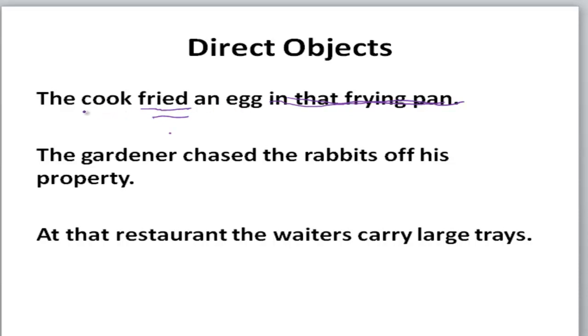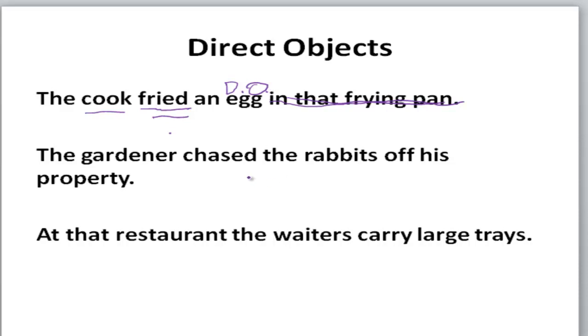So let's go over here to cook. And cook is the noun. The cook fried. What's receiving the action? The egg is receiving the action. So we could even say the cook fried. What did he fry? He fried an egg. So that's the direct object, and that's how you mark it up with direct object.